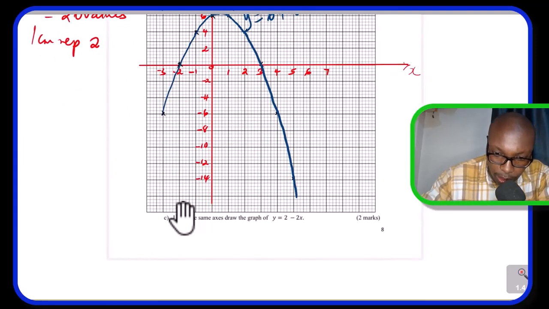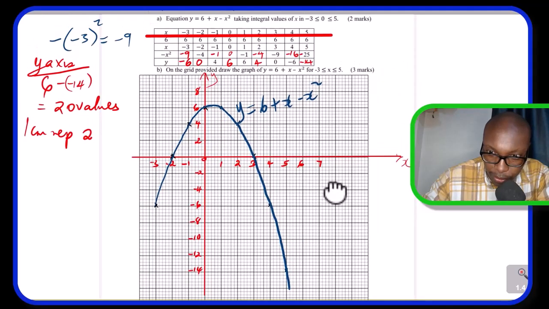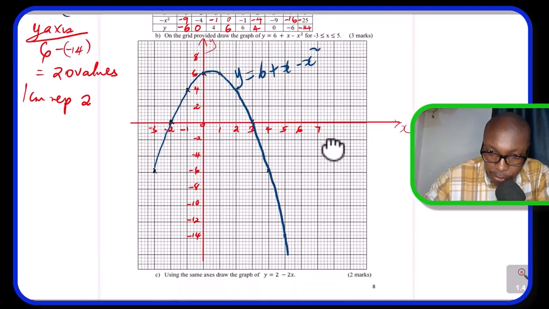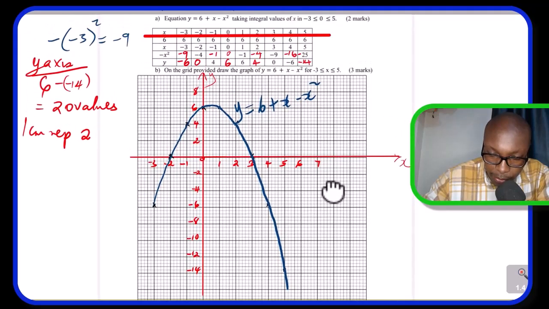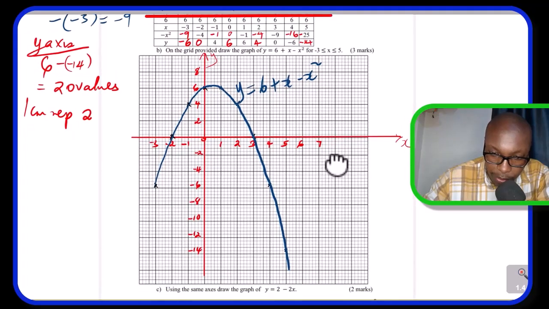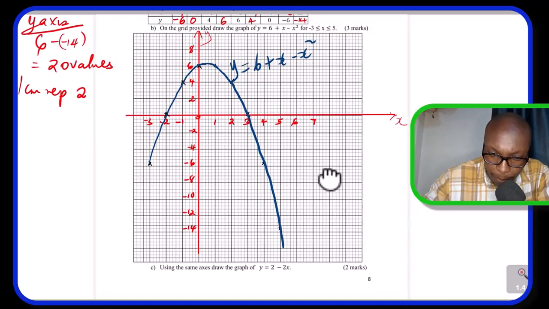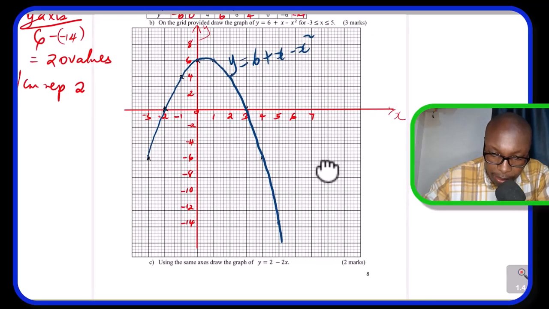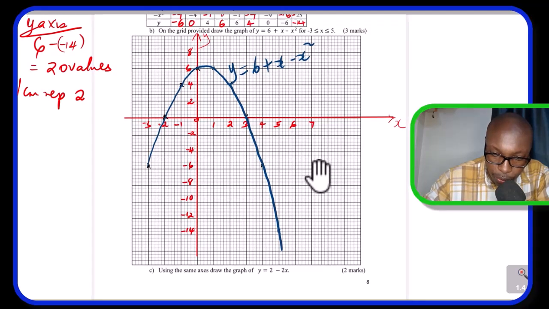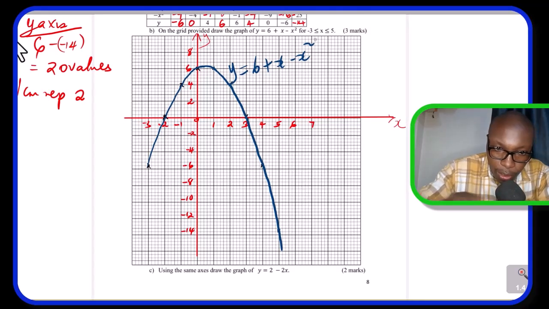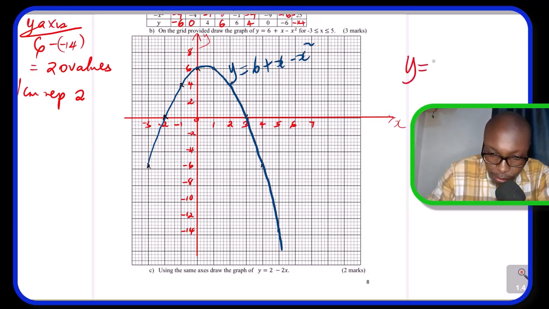So using the same axis, draw that. We're supposed to, let me see the first question. Okay, on the grid provided, we've done that. So for this one, for the scale, you get a mark. For plotting, you get a mark. And then for the smooth curve, you get a mark. So the next one, using the same axis, you're supposed to draw the graph of y is equals to 2 subtract 2x.